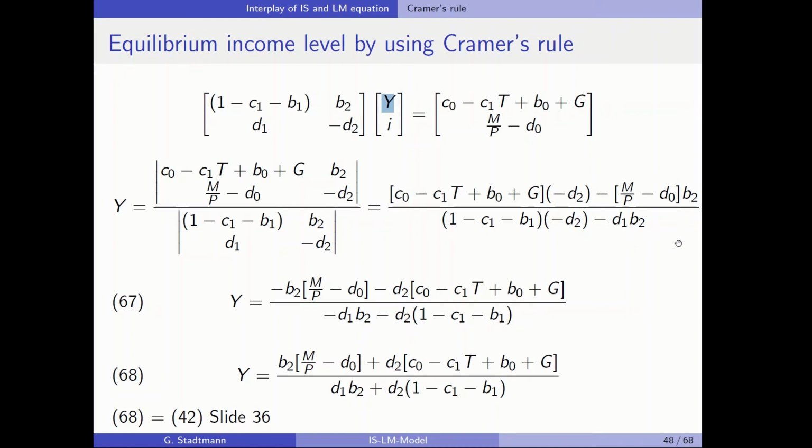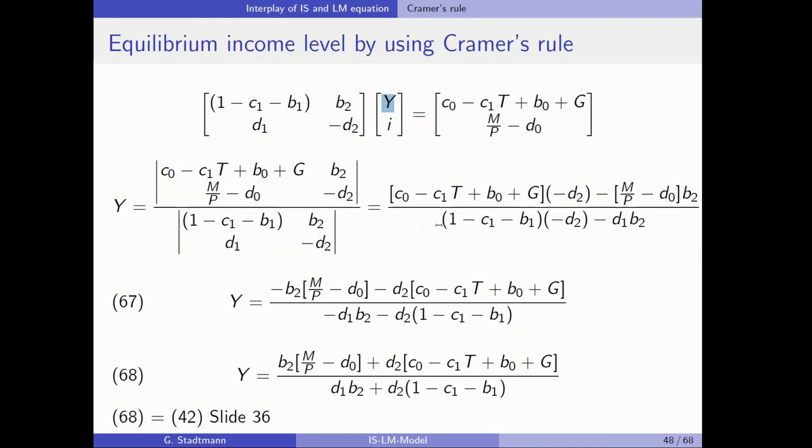Now, once more, we have to sort the elements a little bit differently. In a first step, we can put this B2 in front. First, B2 in front, and then the whole element to the front. So we have here the expression minus B2 square brackets, and then also this element here, the minus D2 in front. Then we can put this minus D1 B2 in front, and also this minus D2 in front.